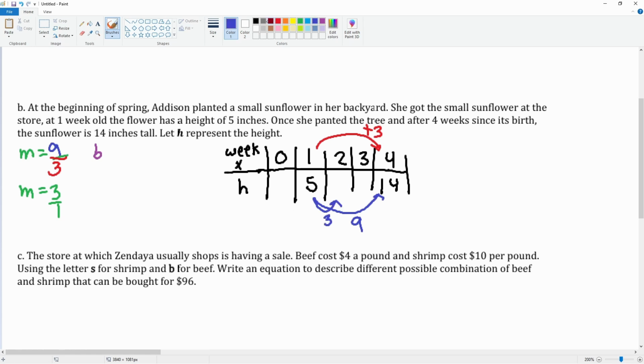So this became 5, 6, 7, 8, 9, 10, 11, then 14. So we can actually go back by minusing 3. This gets us a 2. Now we got the 0 term here. B equals 2. That gets us our equation. Y is equal to 3x plus 2. But remember, the question wants h for height. So it's not y. They want h here for height.